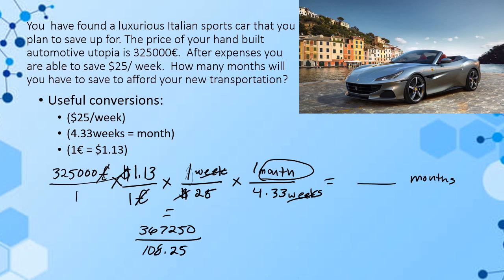So if I take everything and multiply it on top, I get 367,250. If I take everything and multiply it on the bottom, I get 108.25. And then if I perform this operation right here, I should get the answer that I want. 367,250 divided by 108.25 equals 3,392.6 months.